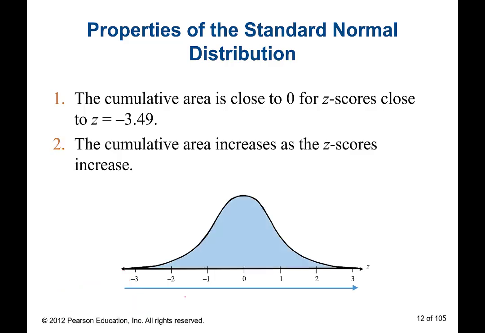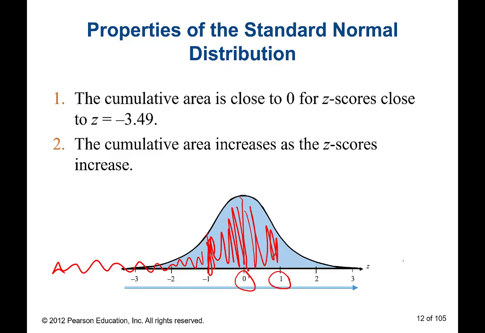Another fact to understand is the cumulative area increases as the z-score increases, and that makes sense, right? If my z-score is negative 1, I'm taking the cumulative area up to that point. Well, clearly, if I keep going, I'm only going to be adding more area. So if I go all the way up to 0, I've added up a bunch more area. If I go to 1, I'm adding even more area, and so on.